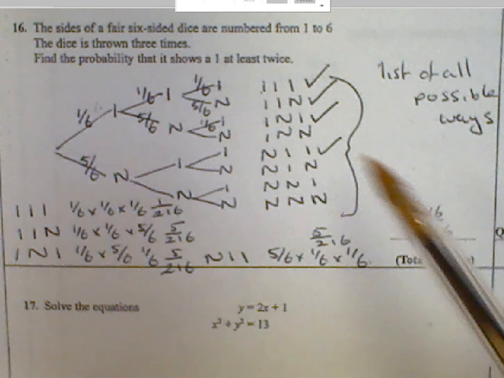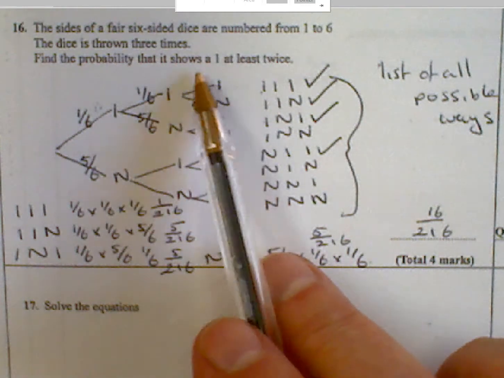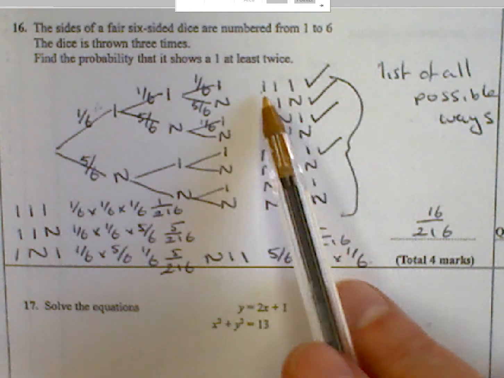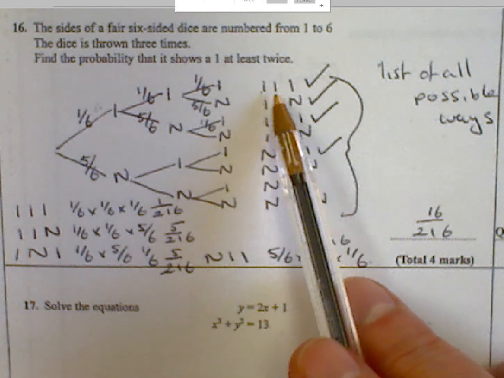In this way I can list all possible ways in which the dice can land. And I've ticked here the ones which obey the rule that it's at least twice. So it includes the 3 times. If it said exactly twice, I wouldn't have included this one.